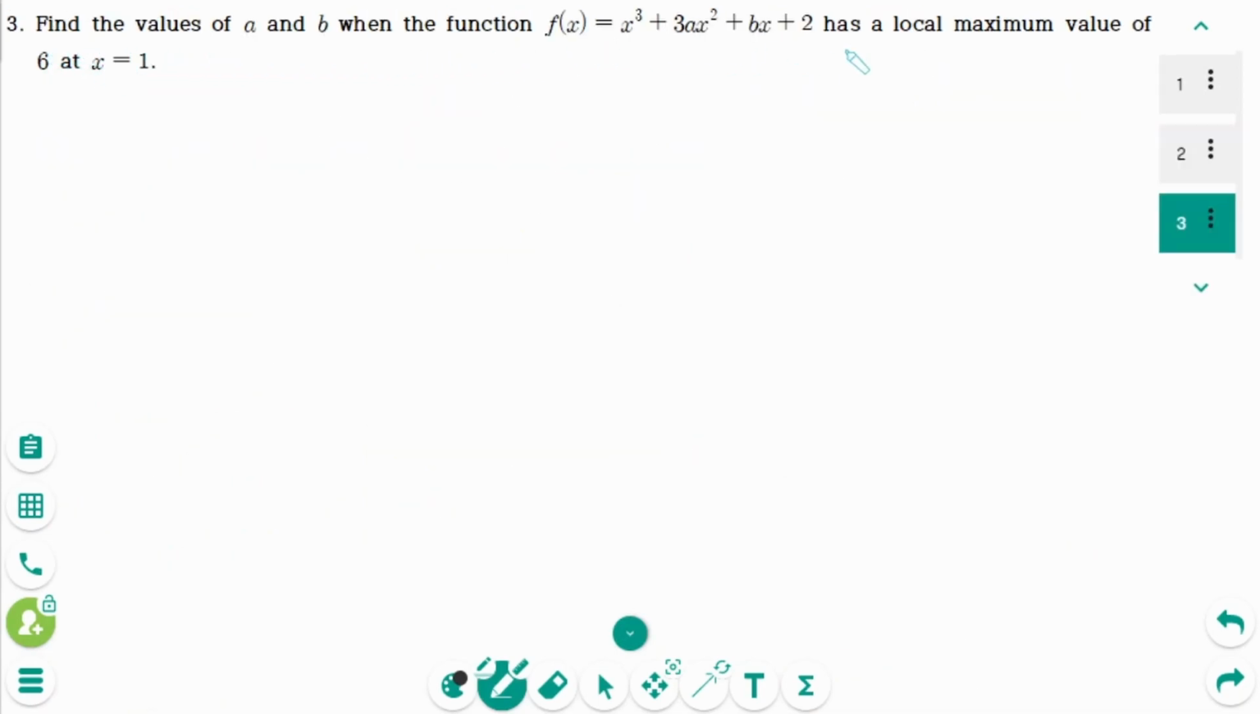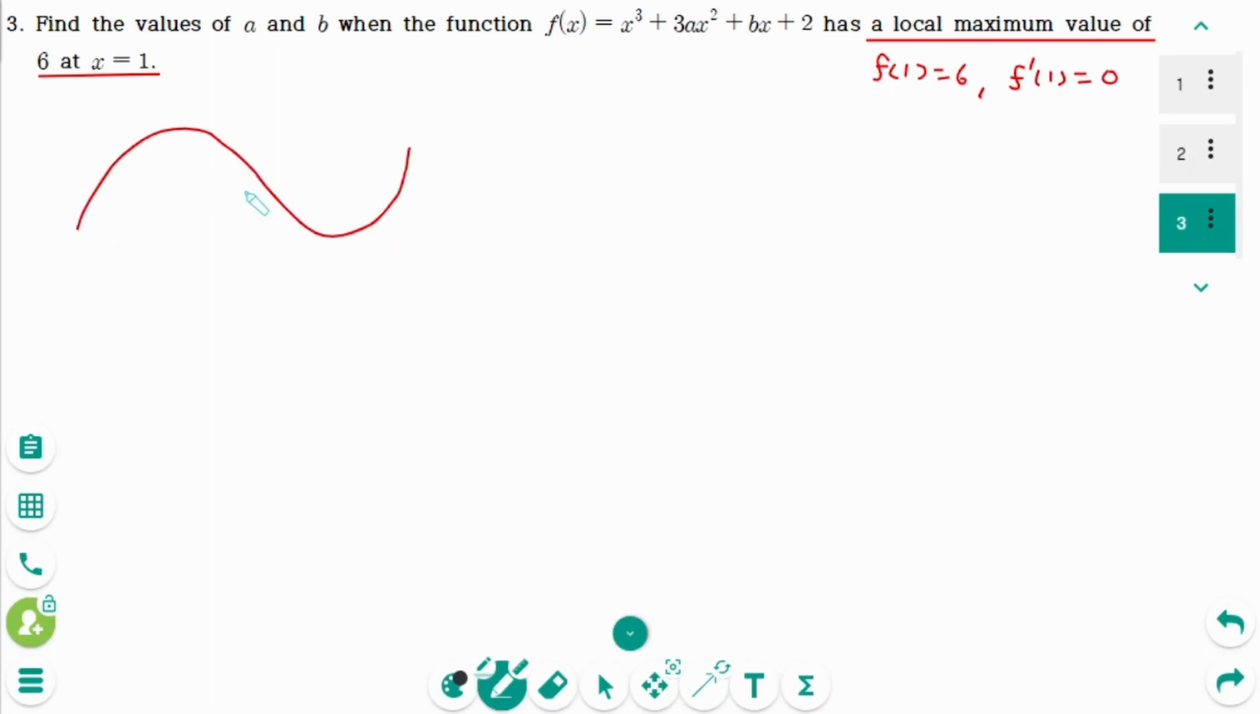Question 3. A local maximum value of 6 at x equals 1. That means f of 1 equals 6 and f prime of 1 equals 0. If the f of x graph looks like this, because the leading coefficient 1 is positive, then 1 comma 6 is here. The slope of the tangent line at x equals 1 is 0. That means f prime of 1 equals 0.